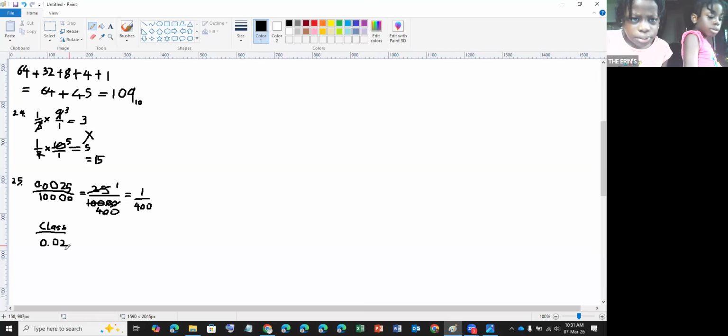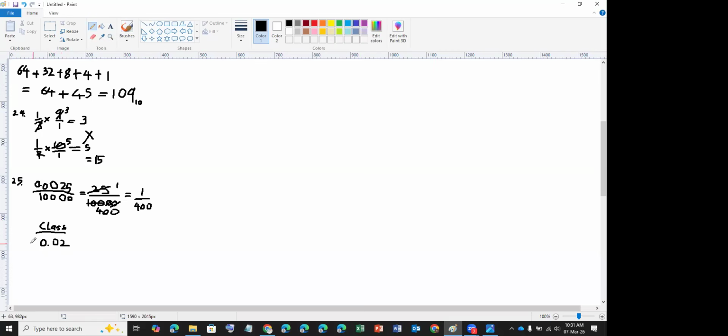I'm still confused. Please do this one as an exercise. 0.02. Convert it to a fraction quickly.